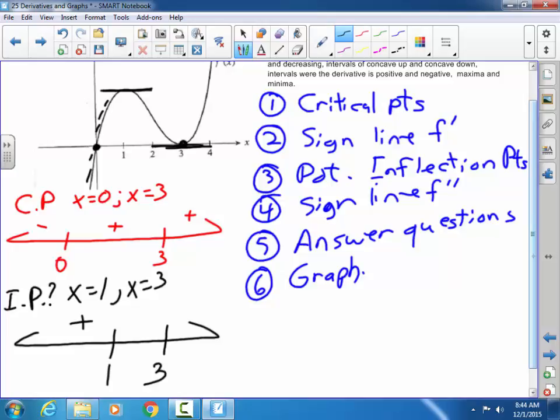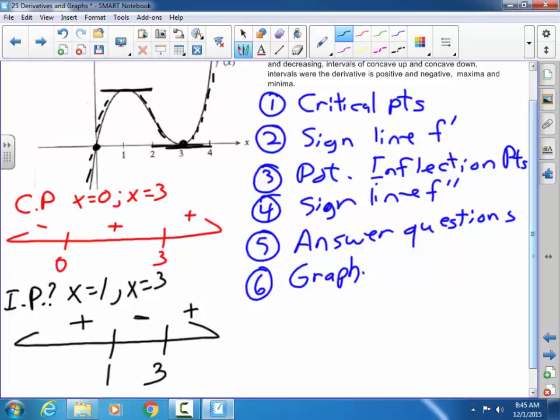From 1 to 3, again, if we look at those, the first derivative is going down. The first derivative has a negative slope, so the second derivative is negative. So is 1 an inflection point? Because it goes from positive to negative. Very good. All right, after 3, the second derivative is going up, so it's positive. So is 3 an inflection point?